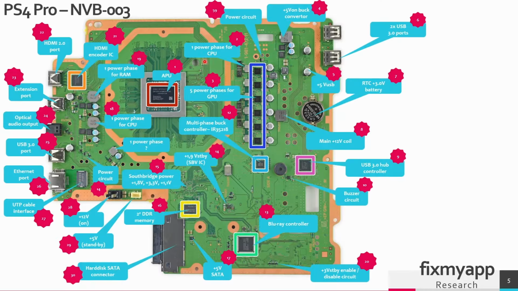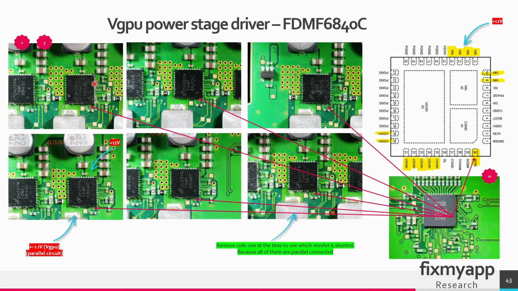In region 2 and 3 you can find the power stages, and these chips here are the power stage driver ICs. We have 5 that will go to the GPU and 1 will go to the CPU part of this GPU. So here you can find the GPU power stage driver ICs. This is the main buck controller, so this will send the PWM signal to the power stage driver ICs. You can find it here on these pins.